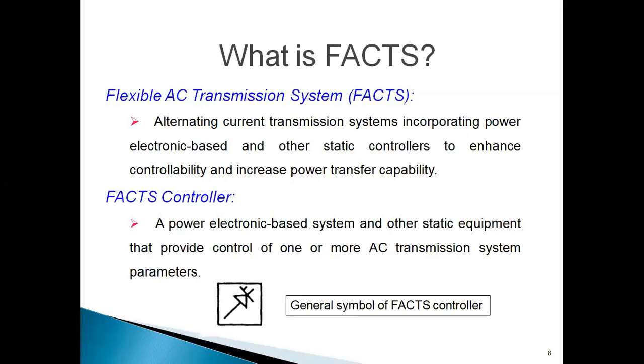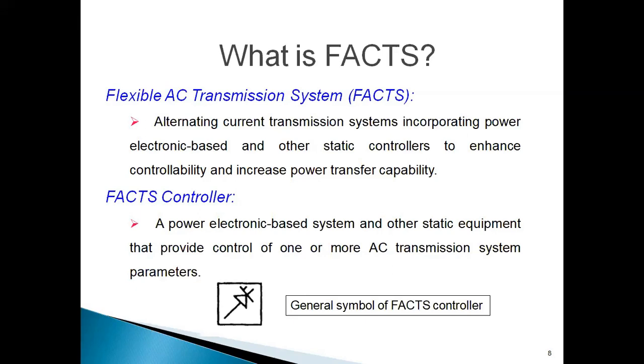The main objective of a flexible AC transmission system is to enhance the power transfer capability of the transmission line. Let me repeat once again, the ultimate objective of any FACTS controller or FACTS device is to enhance the power transfer capability of the transmission line. This is the definition as per the book, but in my view, in addition to enhancing, it will control. When I say control, it can be either increased or decreased.